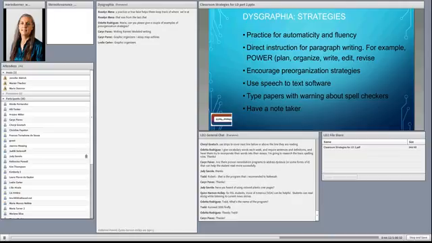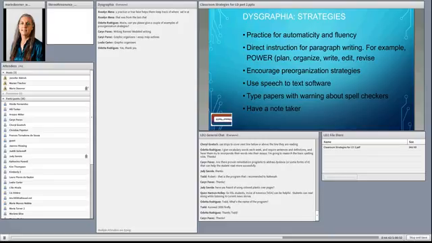I love writing frames. I think they're really fun, and modeled writing together with the class. There is also speech-to-text software. These are actually quite cheaper. The Kurzweil that we talked about earlier is really an expensive program.